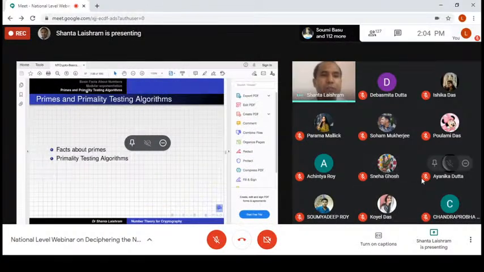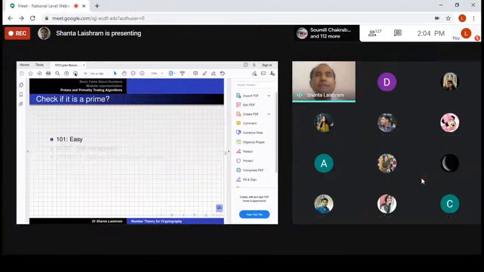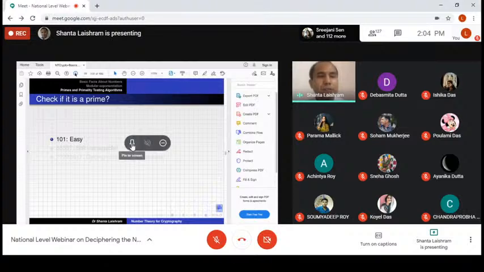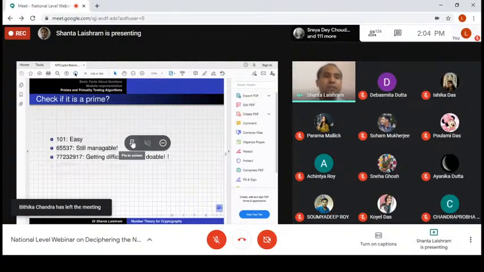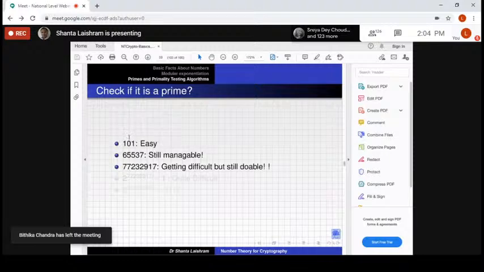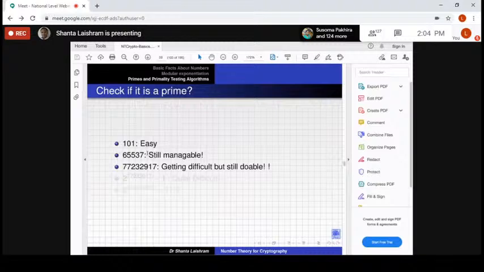Now I want to talk about facts about primes and primality testing algorithms. So in cryptography, we require very big primes. Given a number, is it easy to check that the number is a prime? Let's start with some examples. If you are given 101, you can easily check that this is prime, either by using a sieve of Eratosthenes, or because every number has a prime divisor, so you can check 101 easily. If I give you 65537, this number is a little bit bigger, but still manageable.